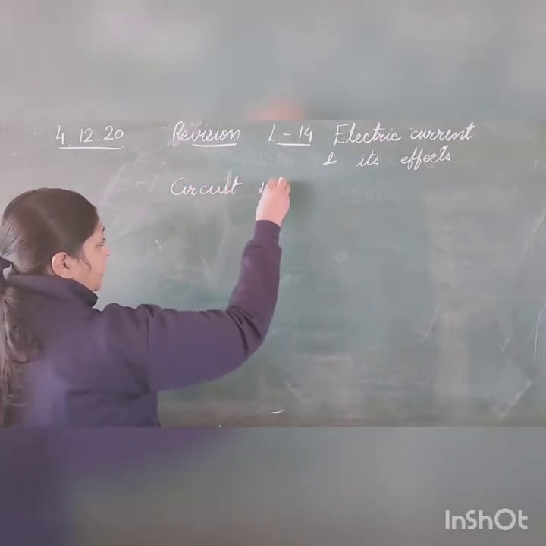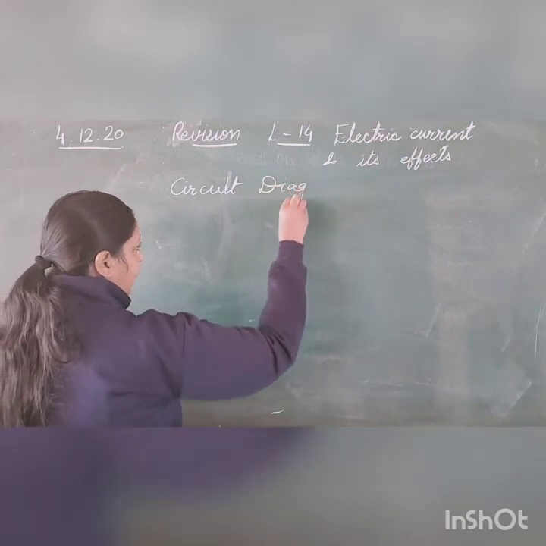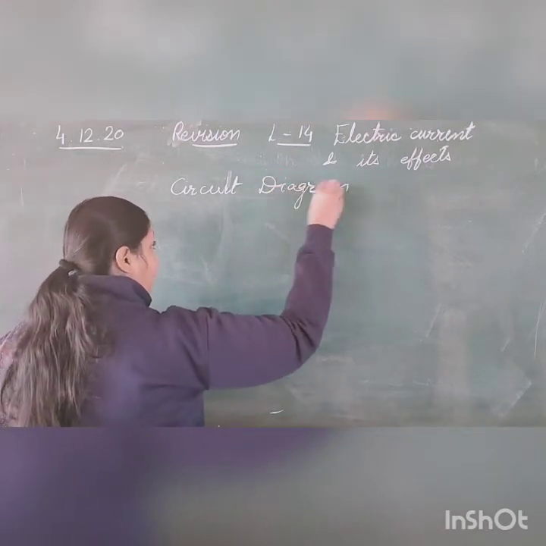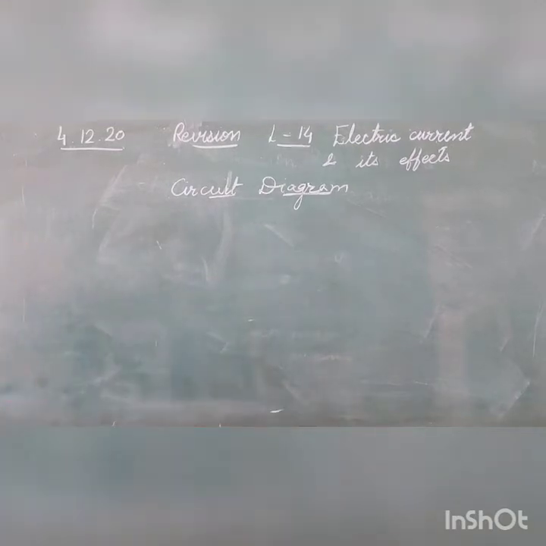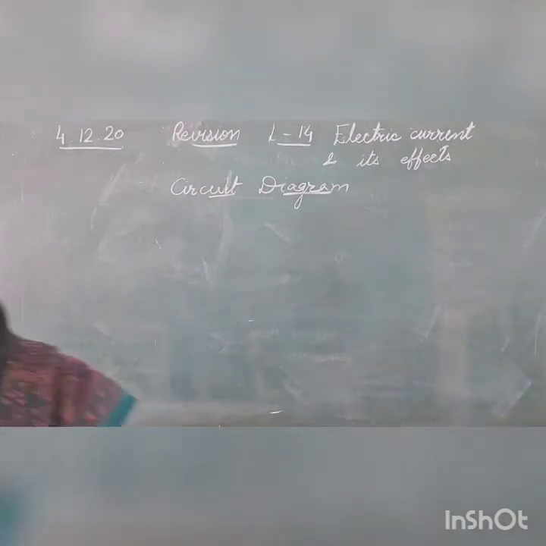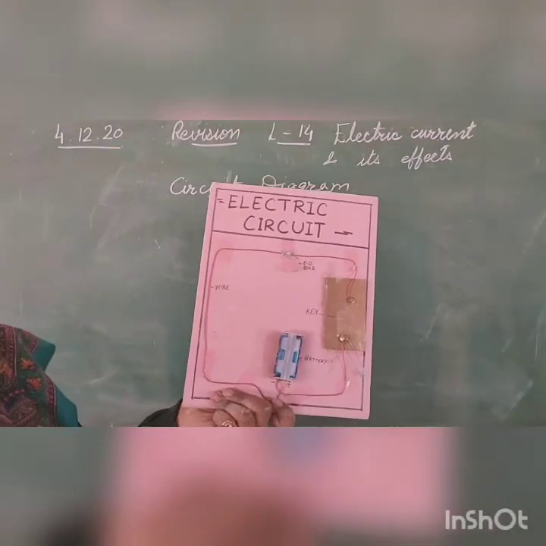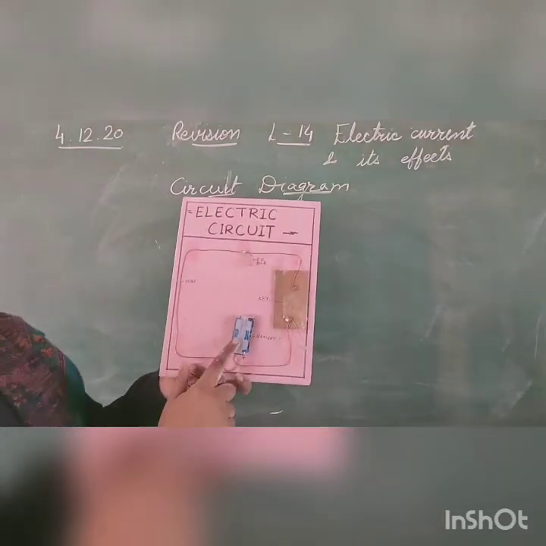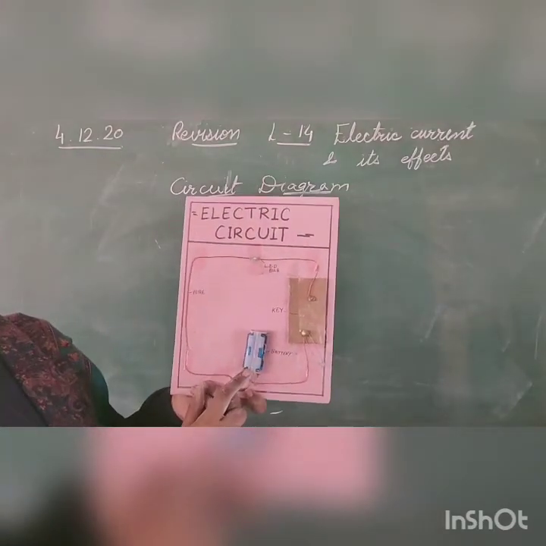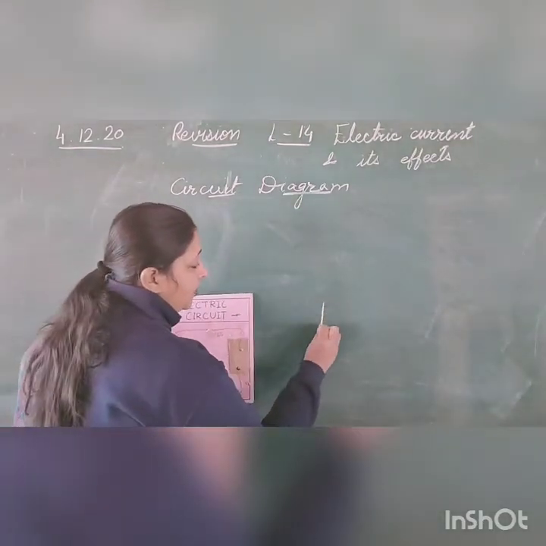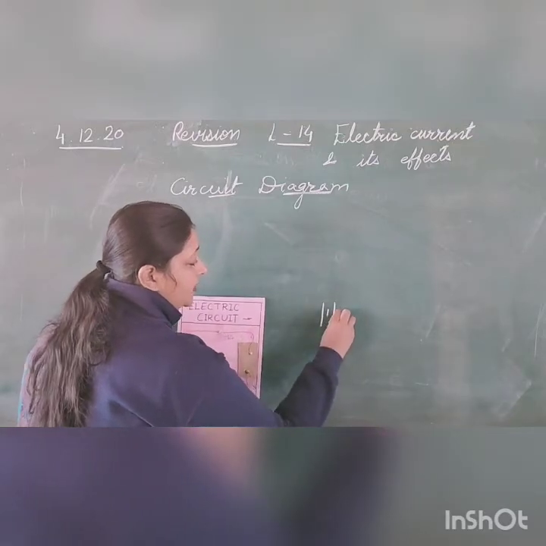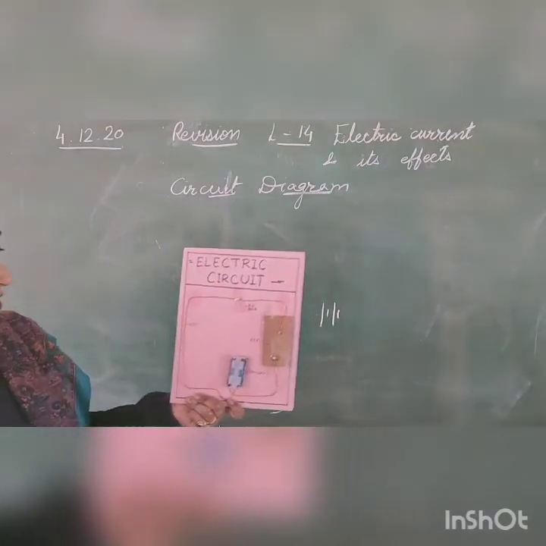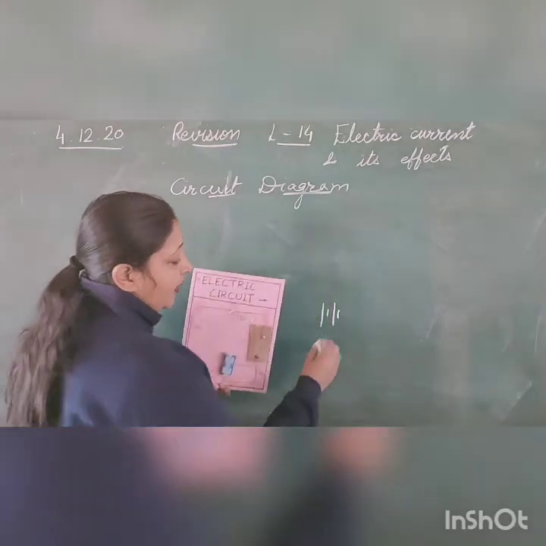Okay, that we call a circuit diagram, which helps us to know the arrangement of our electric components. For example, children, I have shown you this component. If I have to draw the diagram of this circuit, how could I draw? At the first point, I am drawing this battery. So what is the symbol of battery? This is the symbol of battery, a combination of two cells, and now the wire is there.